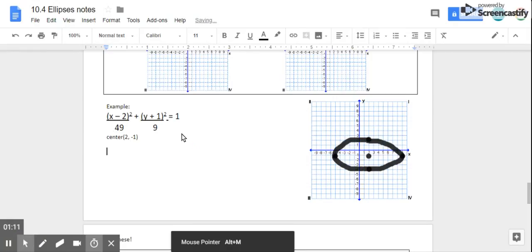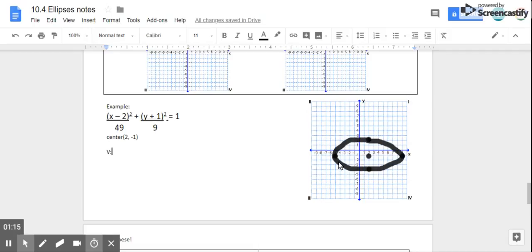Okay, so now our information. Vertices. Where exactly is it stretching the most? Or which one of these numbers is bigger? The 49 obviously is bigger, and that's on the x. So go to the 2 points on the x-axis. You have to tell me exactly where these are located. So this point here is at -5, -1. This point over here is at 9, -1.